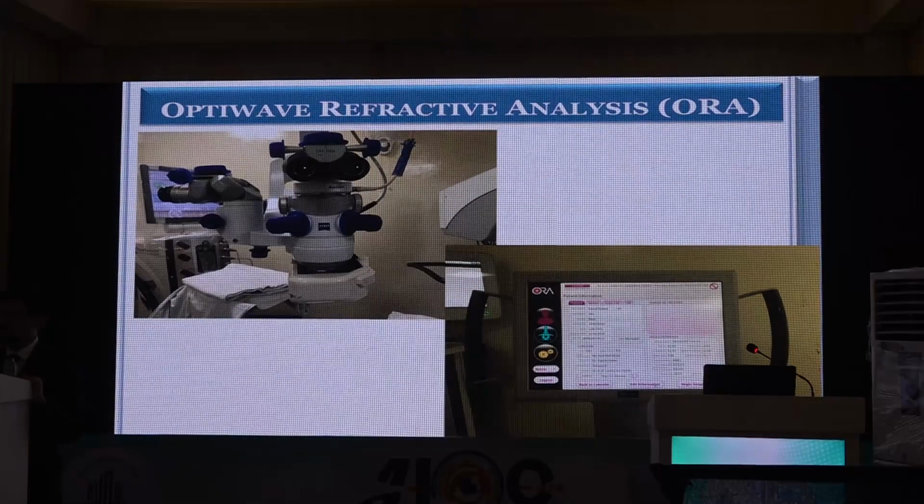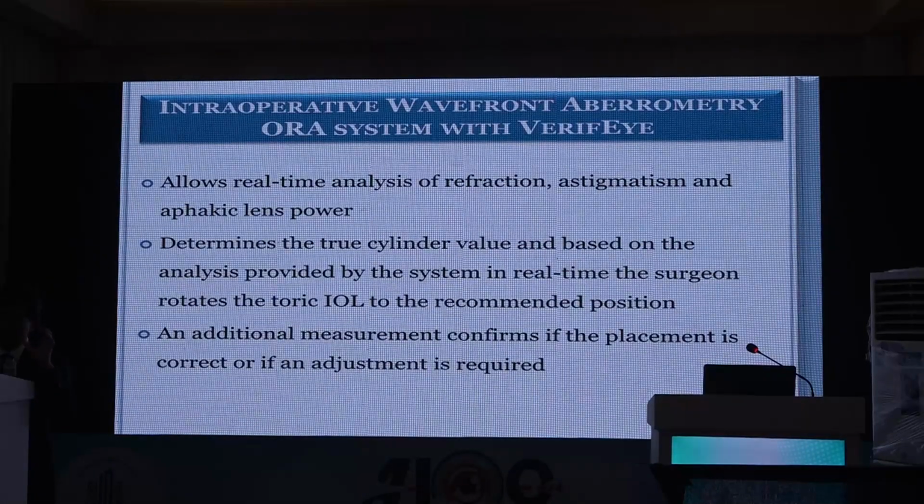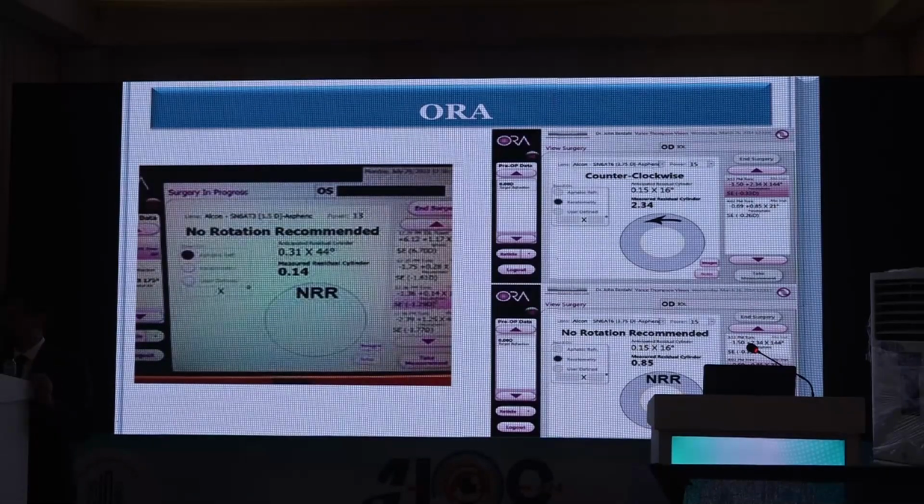Then ORA system, that is OptiWave refractive analysis, is again a digital method of aligning the IOL. Once you have removed the cortex and nucleus, you inject viscoelastic, form the chamber tight, and then use the ORA system to calculate the exact power of sphere and cylinder and the axis, and then you place it accordingly. And once you have placed it, aligned along the axis, you again do ORA.